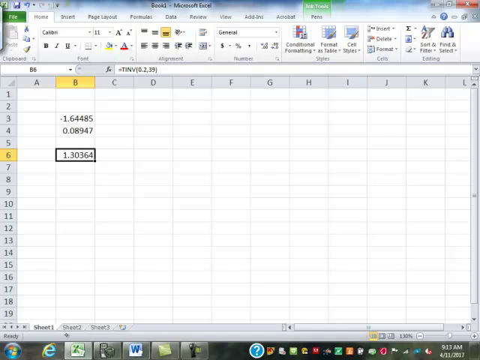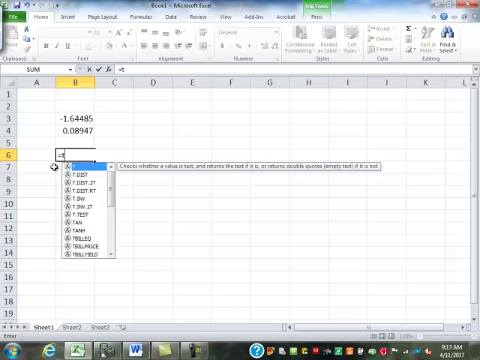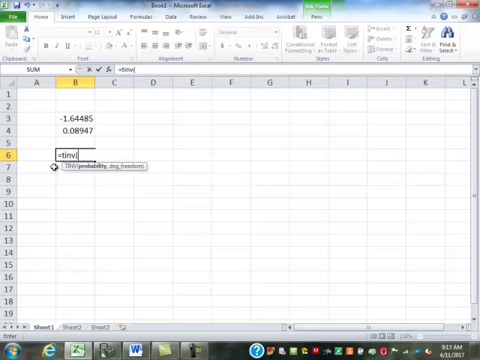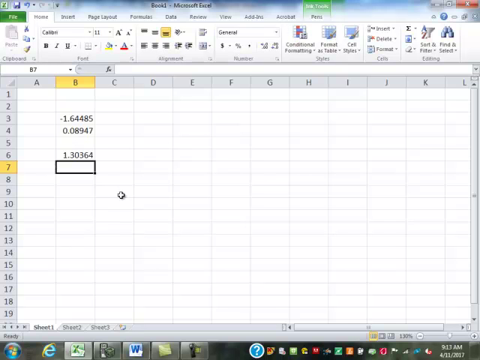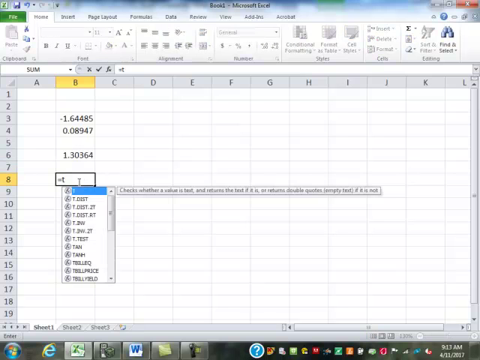So in Excel, what we are entering here is equals T inverse, 0.20, and 39 degrees of freedom. Gives us that same 1.304. So you cannot enter a one-tailed probability in Excel. At least I don't believe you can. I don't see anything.